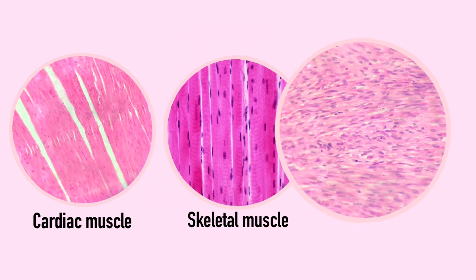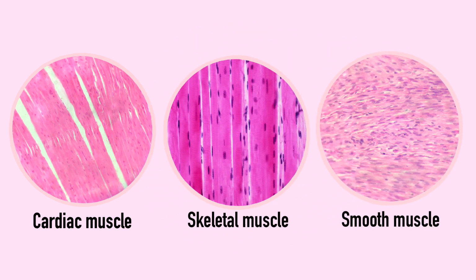There are three types of muscle: cardiac, skeletal, and smooth muscle. Even on those three little snaps you can see the difference, but let's get into details. Let's start with cardiac muscle at a low magnification.